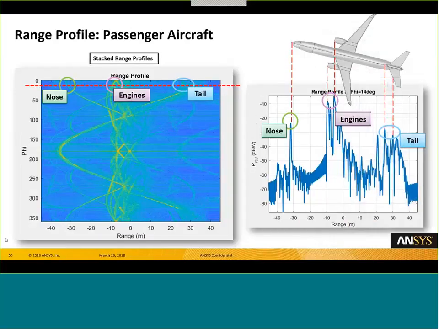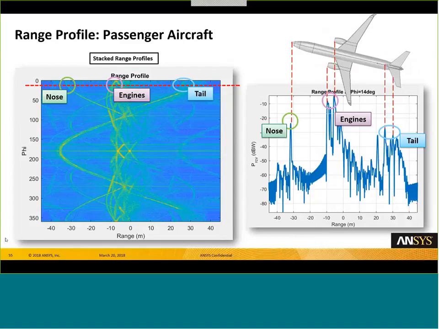We can also use something called a waterfall plot to extend range profiles over multiple look angles. And this really helps correlate object features with illumination angles. So if you look at the image on the right, this is very similar to what we were just looking at with the semi-truck. And you can see all the major features for a given aspect angle are identified: the nose of the aircraft, the engines, and the tail.